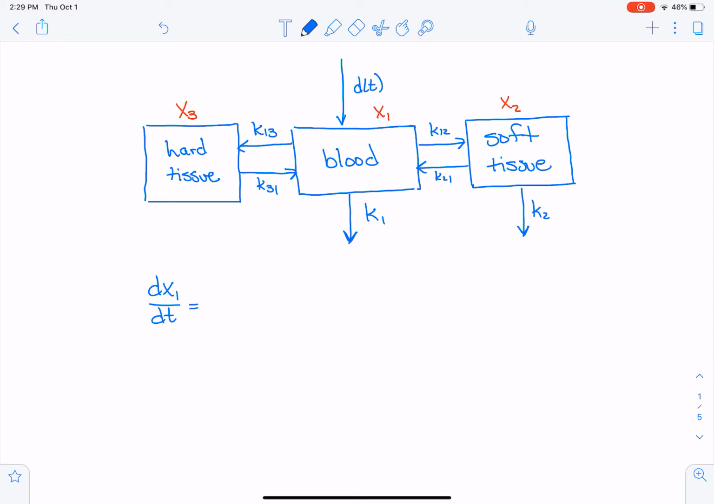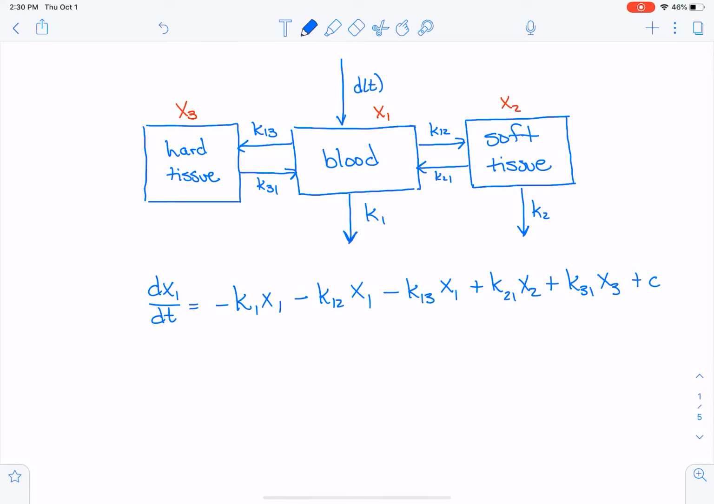So this will be leaving the bloodstream directly, minus K1 X1. Leaving the blood for the soft tissues, minus K1,2 X1. Leaving the blood for the hard tissues, that's going to be minus K1,3 X1. Then coming back from the soft tissues will be plus K2,1 X2. Coming back to the blood from the hard tissues will be plus K3,1 X3. And then we have the drug being introduced into the body at a rate d of t.